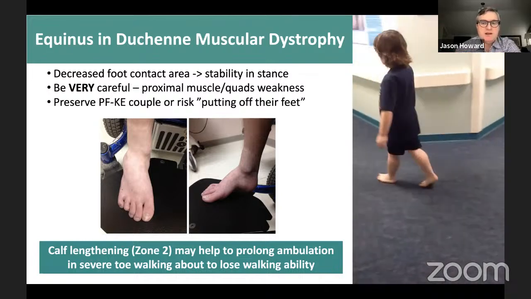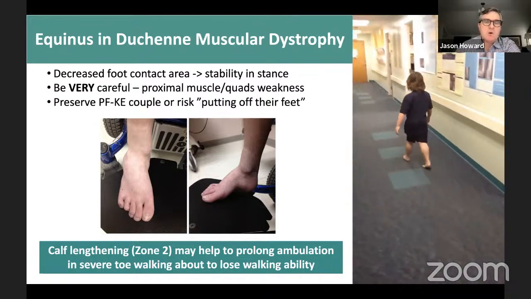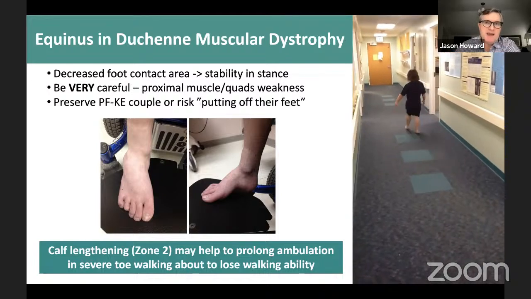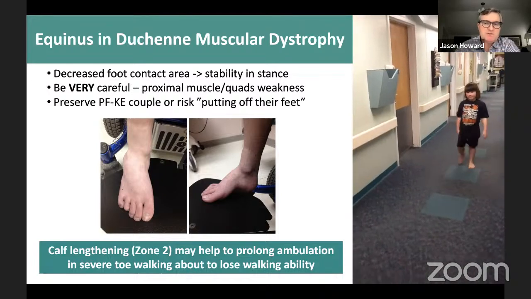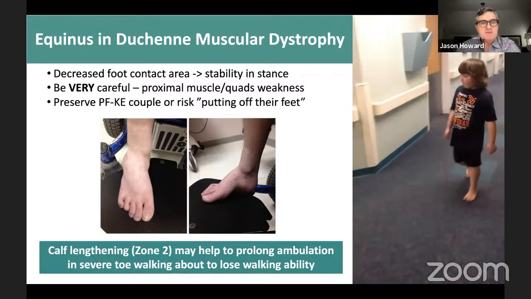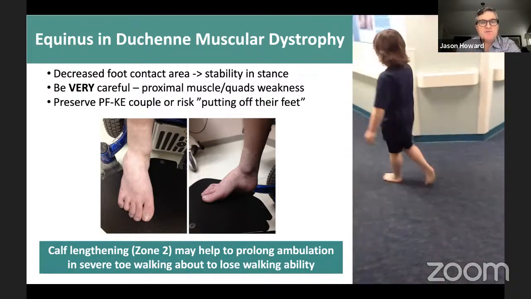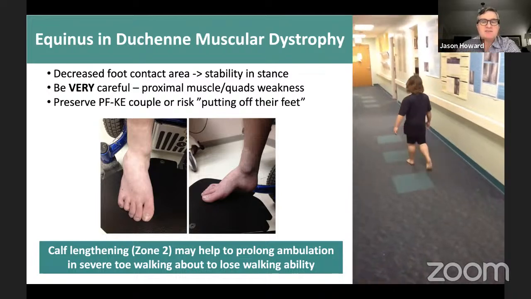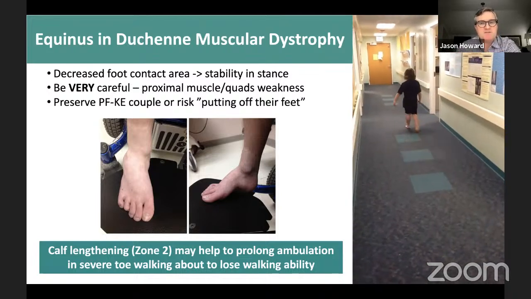So you have to be very, very careful with that. If you do get to the point where that equinus is so bad that the kid is way up on the toes, their balance can be affected in those cases, and they'll fall and they'll sometimes have fractures. And then they stop walking because of fear.